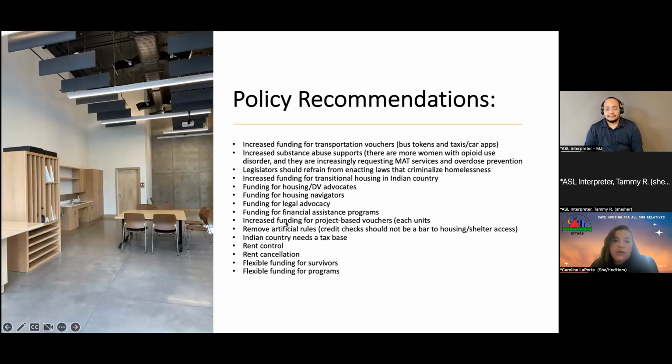And then we did have a few policy recommendations, and I will just read a couple of these. Increased funding for transportation, increased funding for housing and DV advocates, for housing navigators, funding for financial assistance programs, removal of artificial rules, like credit checks, for example, shouldn't be a bar to housing, rent control, rent cancellation, and then of course, and obviously we're going to get into this much later, flexible funding for survivors and flexible funding for programs continue to be a recommendation, including from the Indigenous space that we are operating within.